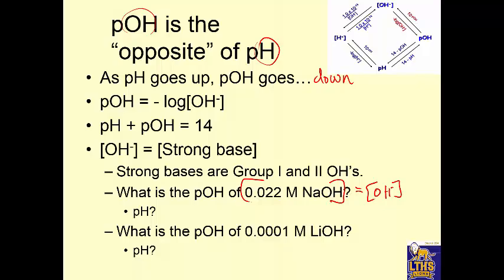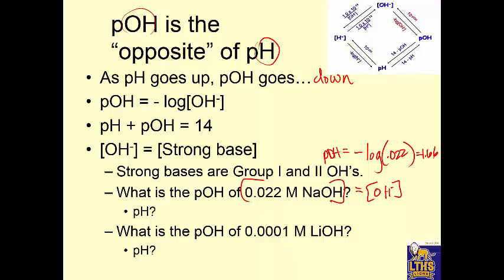So then, if we want pOH, so we know the hydroxide, we want pOH, we have to take the negative log of 0.022. When you take the negative log of 0.022, you get pOH equals 1.66. But what does that mean? That means that on the pOH scale, it's 1.66. But we don't talk about the pOH scale, we talk about the pH scale. So yes, we were able to get the pOH, but really we want to look at the pH to know what it means.